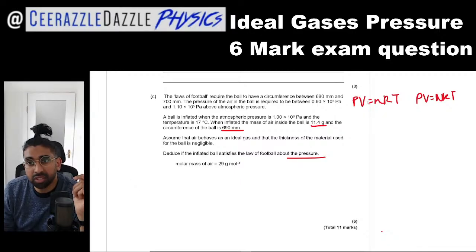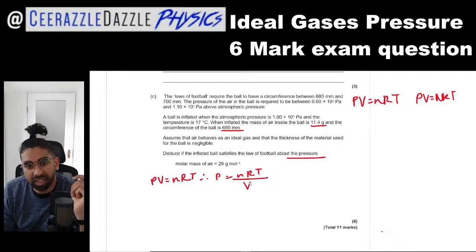So let's look at this formula over here. We know that PV is equal to nRT. Okay, so therefore P is equal to nRT divided by V. But we don't have the number of moles. They haven't given it to us directly, but we've got this.